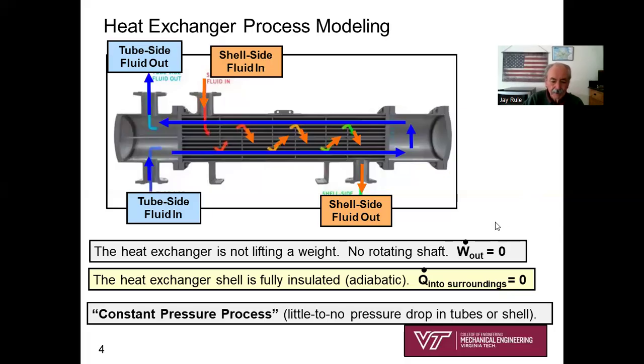Okay. Constant pressure process, what did we just cover? Open system, steady state, steady flow, 2 inlets and 2 outlets. W dot is 0. Q dot from the shell to the surroundings is 0. And also both of these flows are constant pressure processes. That's some important stuff.